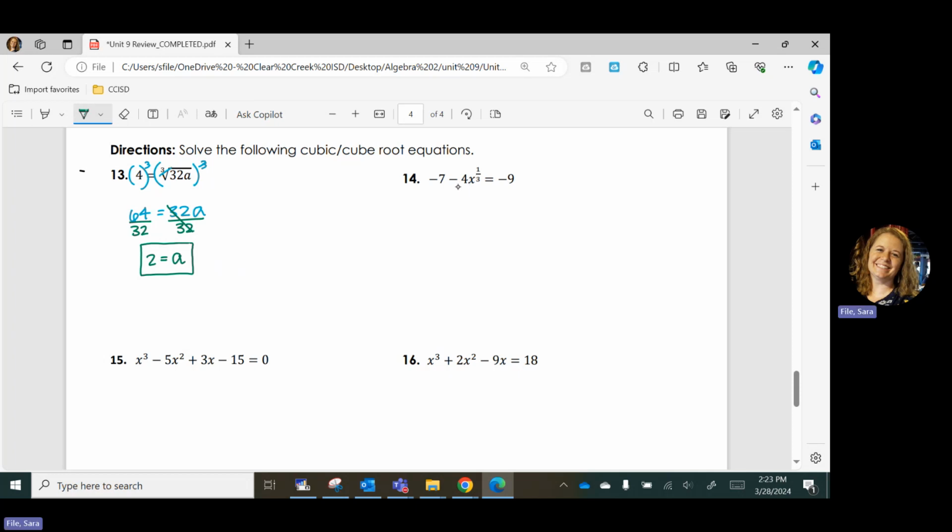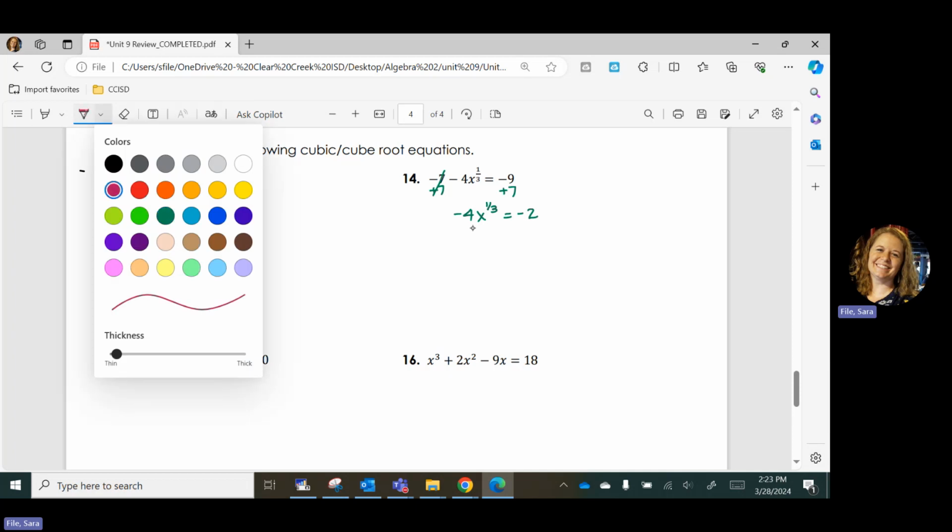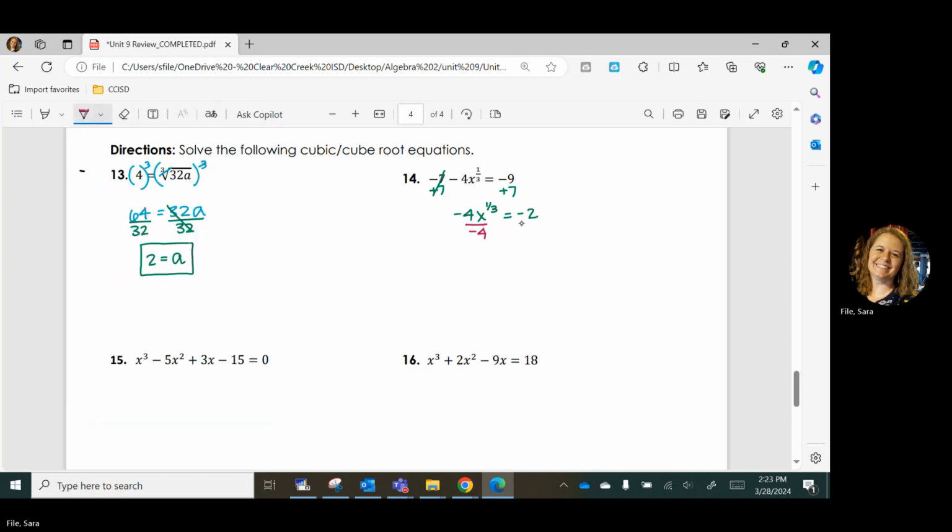All right, here we've got some movement to do before we're ready to cube both sides. So I'm going to add that 7 over. Gets us to -2. Then I'm going to divide the coefficient over. Now I've isolated the rational exponent, and negative divided by negative is positive. That is 1/2.